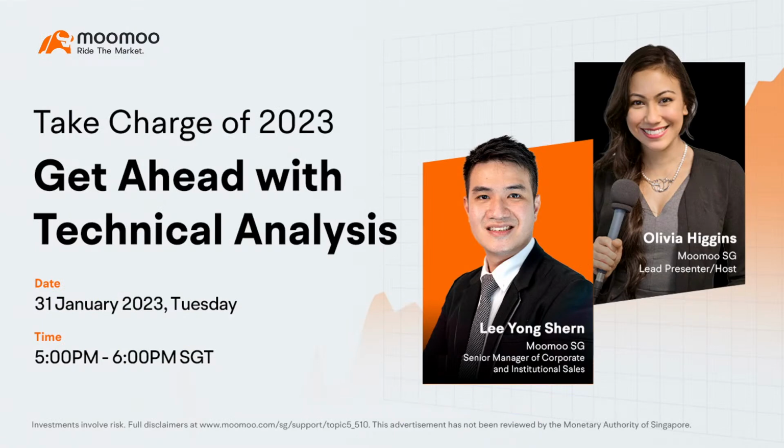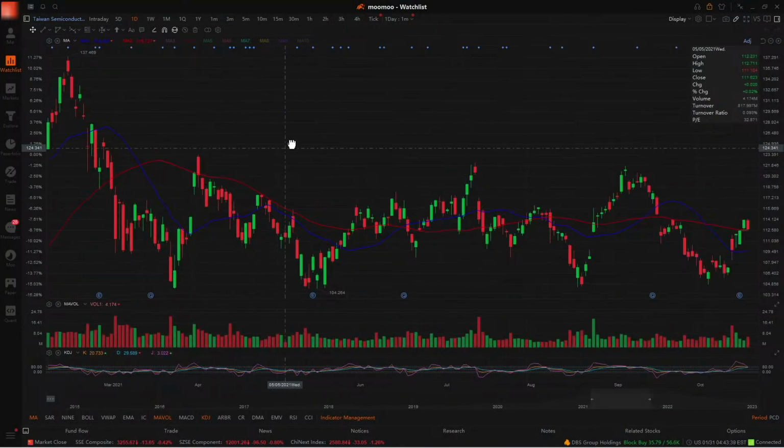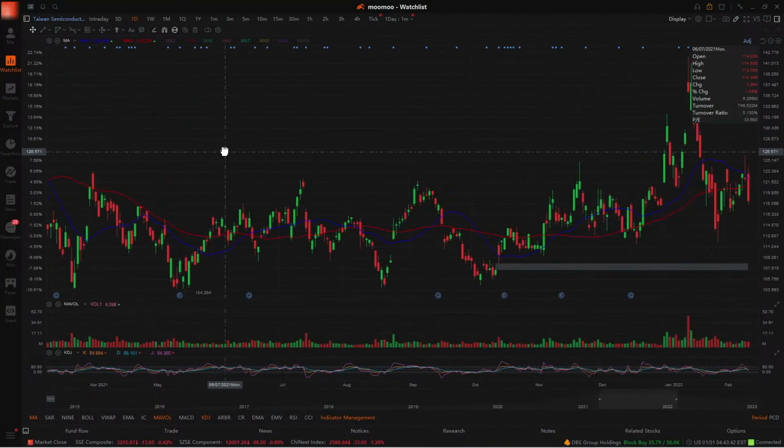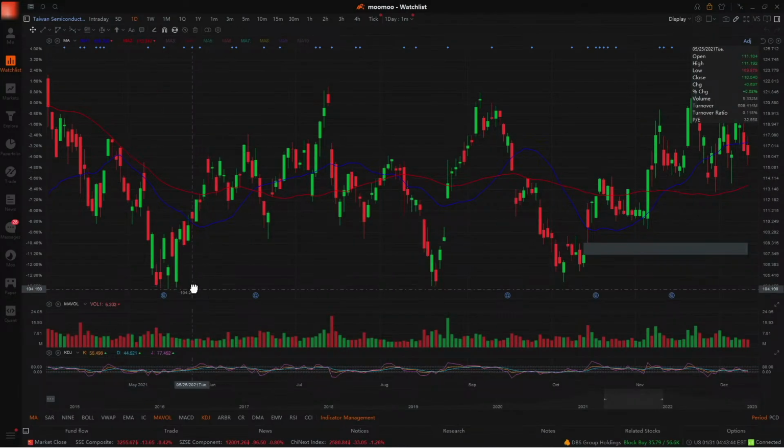Same. I haven't changed anything in terms of indicator. I'm still using 20 and 50. The daily. So this is TSM. So you see that when the price hits 104 and 103 level, and 121 as the upper band, this we consider as a consolidation phase or even trading sideways.